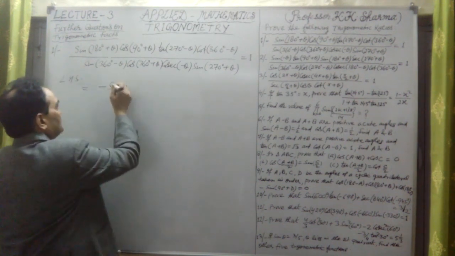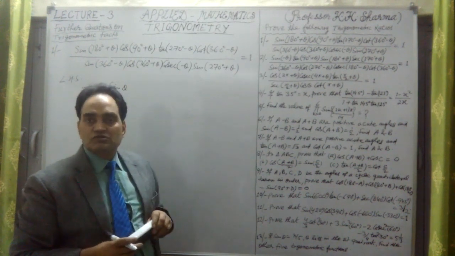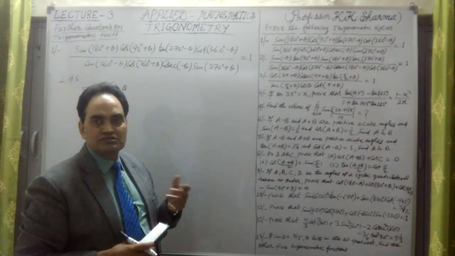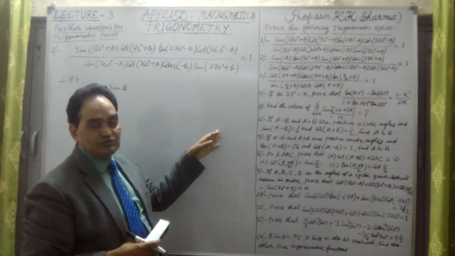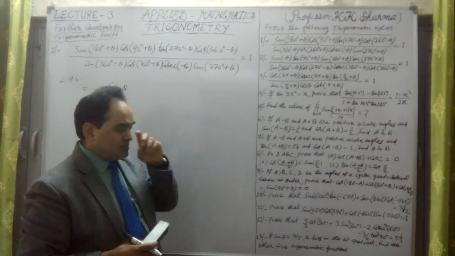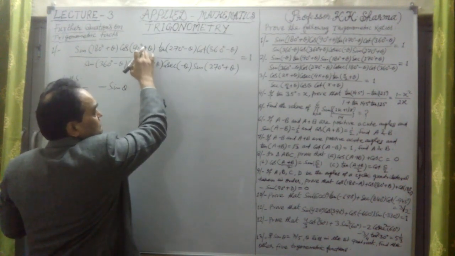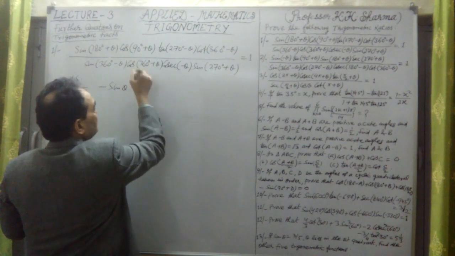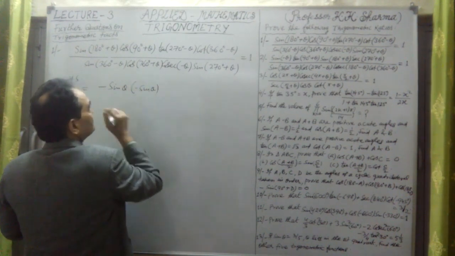So this is minus sine theta into cos 90 plus theta. 90 plus theta is in the second quadrant. In the second quadrant, cos is negative. But in the case of 90 plus theta or 90 minus theta, as I told you, cos becomes sine and sine becomes cos, and we have to think about the sign. So 90 plus theta falls in the second quadrant. In the second quadrant, cos is negative, so it is minus sine theta.